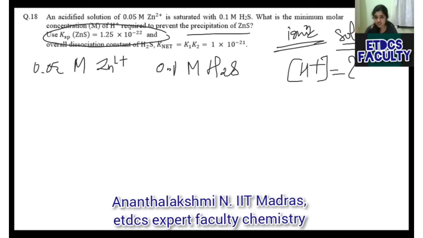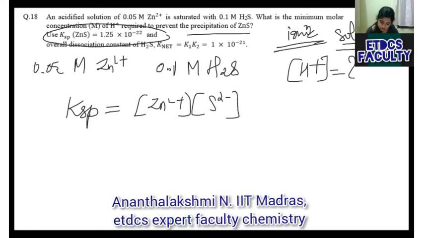See, precipitation happens when the ionic product becomes greater than the solubility product, the product of the concentrations becomes greater than the solubility product. That is when precipitation happens. So our maximum borderline is when we are equating this to KSP. KSP equals zinc 2 plus concentration into S2 minus concentration. So this is the borderline, and we are given this.